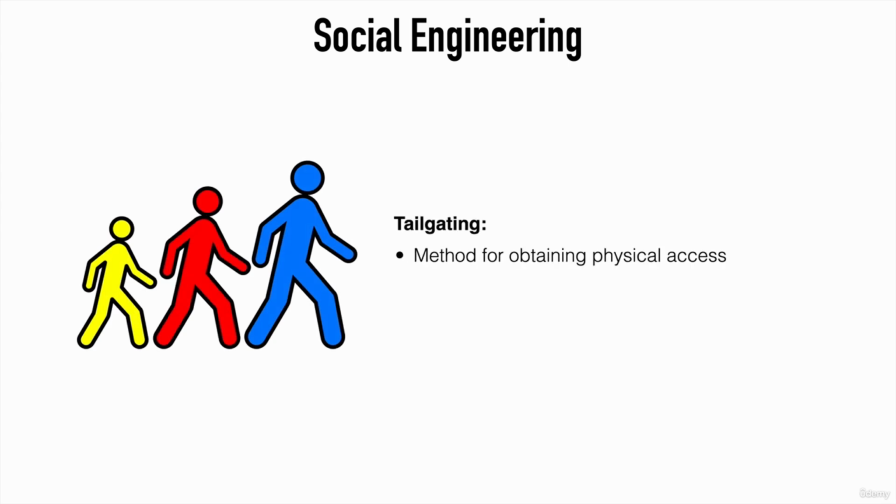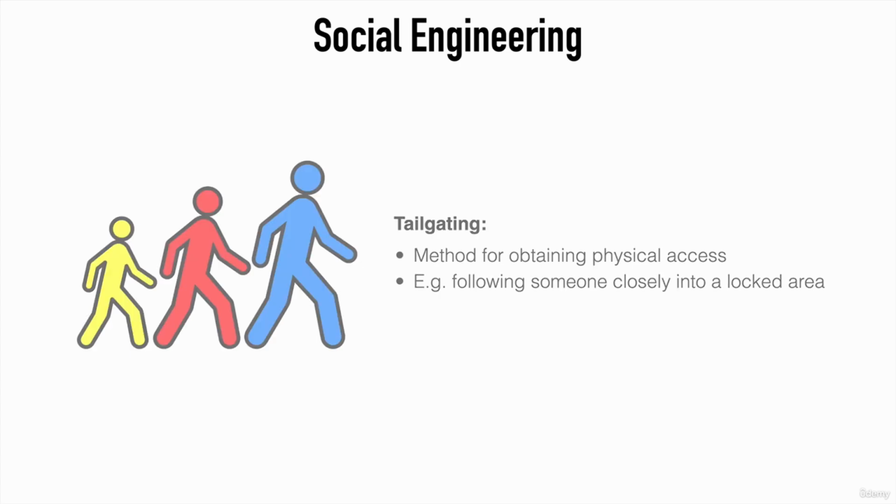Tailgating is a method for obtaining physical access, where an attacker follows an authorized person into a secure location. For example, if someone is trying to gain access into a secured, locked building, maybe a building that is protected with a key card, they might hang around the entrance until someone else enters. Again, the attacker is taking advantage of general human nature here and the fact that some people may hold the door for someone else to enter the building closely behind them. So they use this common courtesy to their advantage.